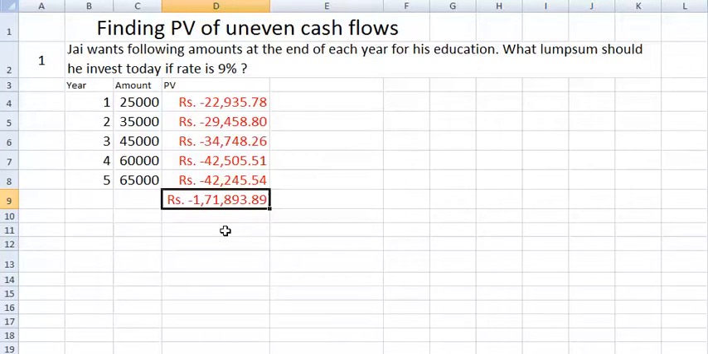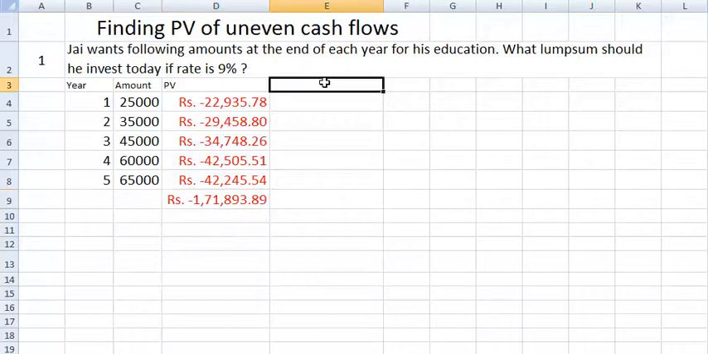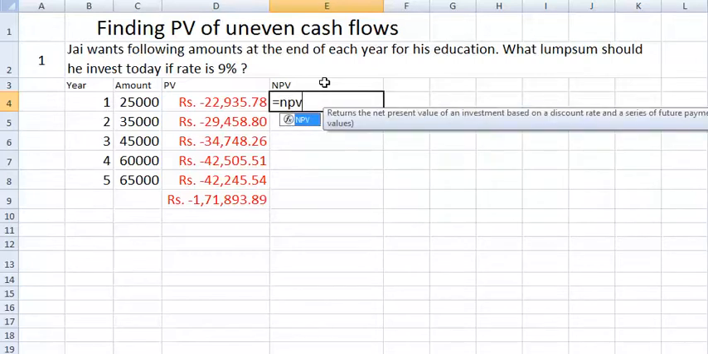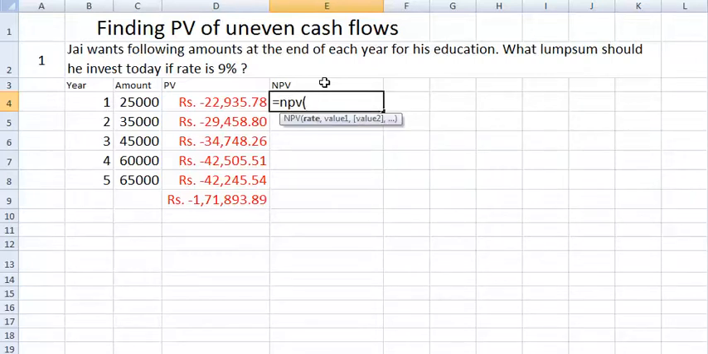We have another function which will make our job quite easy, and that function is called as net present value. NPV function can be used when the amounts are different but rate of interest is same throughout. Now how do we use this function? Very simple. Just type is equal to NPV, 3 letters, open the bracket. It will ask us for rate, we'll key 9%, and then it asks us for values.